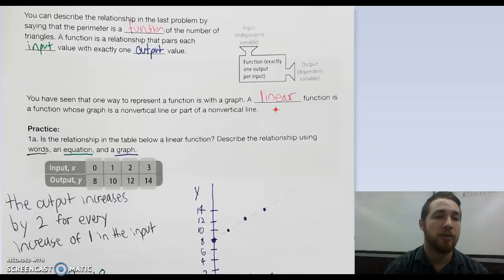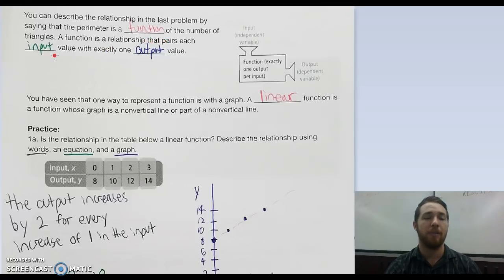If I take that a step further, we have a few other things we could describe. We could describe the relationship in the last problem by saying the perimeter is a function of the number of triangles. And that function word's important. We're going to be using functions and specific naming a lot. A function is a relationship that pairs each input value with exactly one output value. So again, you want to think in terms of what you start with and what you finish with. Sometimes you can see it's kind of like a function machine. Think of it as feeding in inputs. Your function is going to do something to that input, and it's going to result in exactly one output. So you can never have more than one.